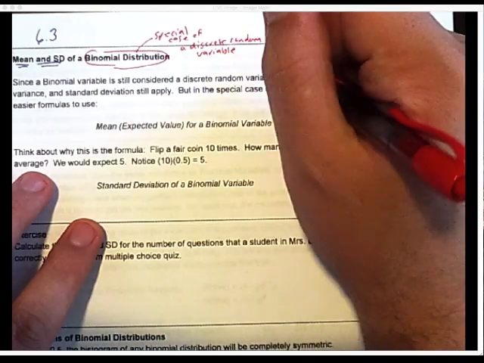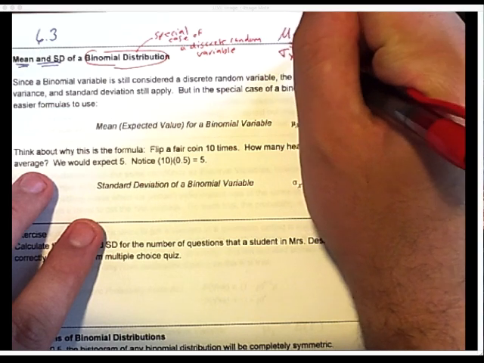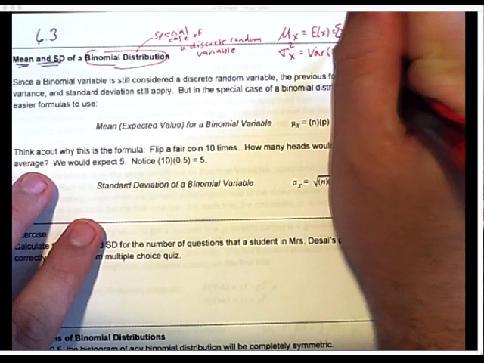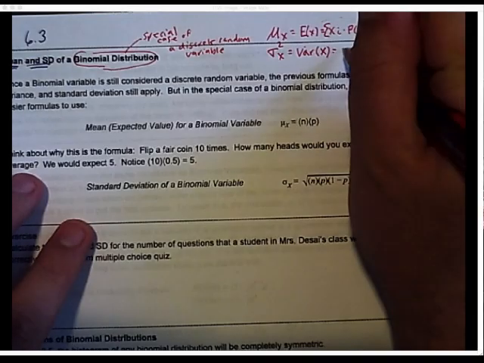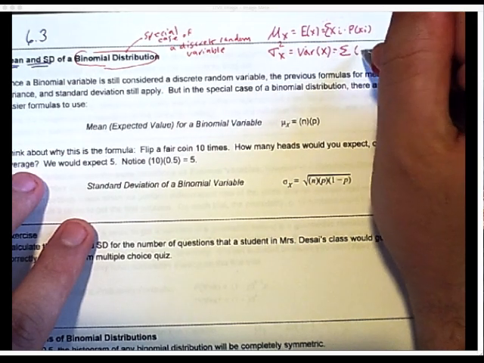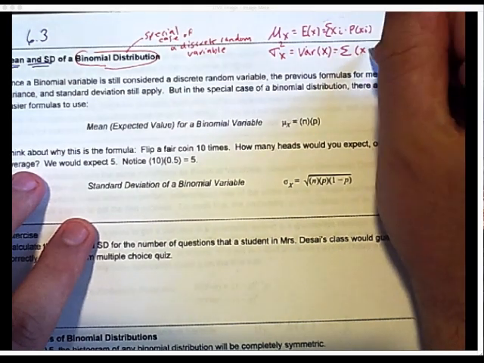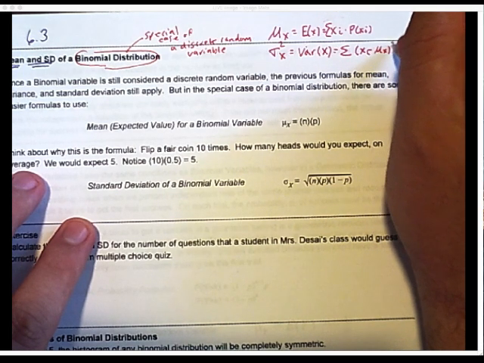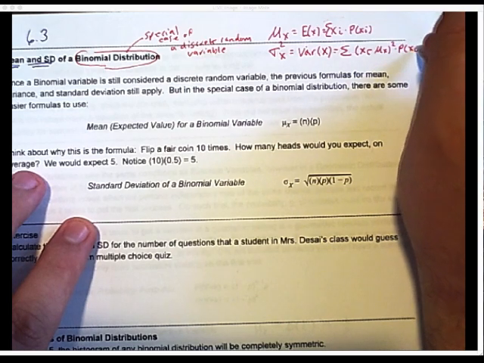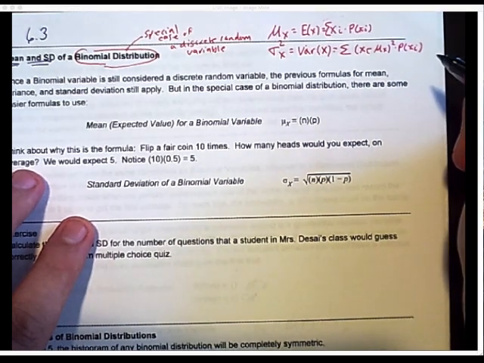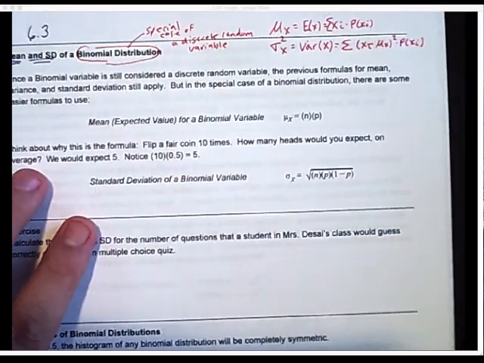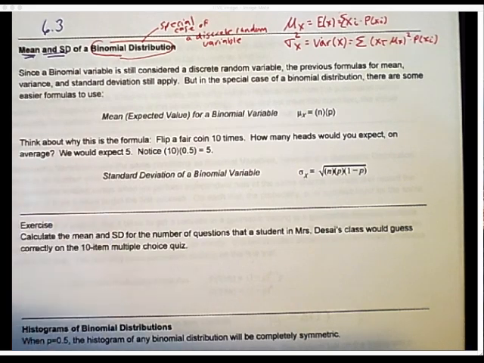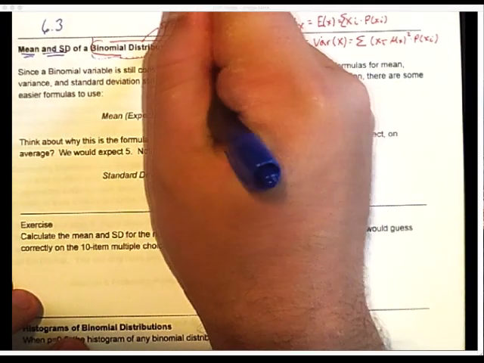All right, and we saw this more complicated formula for how to find the variance, also called Var X. We could take the sum of the individual x's minus the mean squared times the probabilities. So that formula will still work for the variance. But there's two easier formulas that we can use if we know a distribution is binomial.